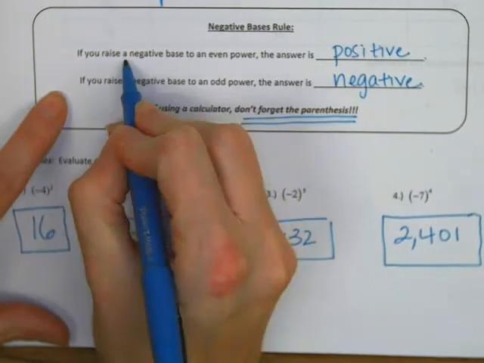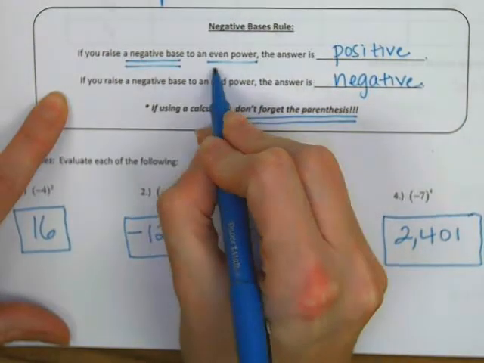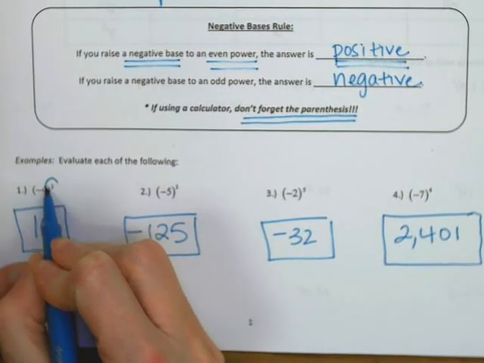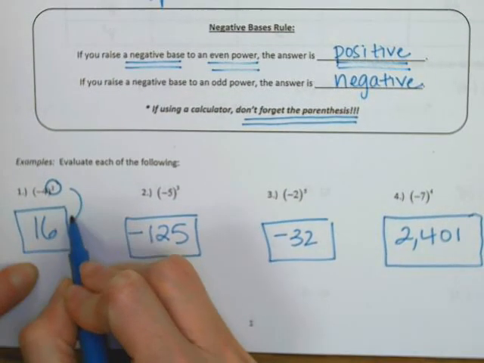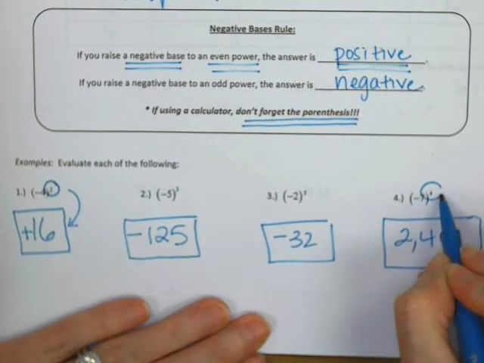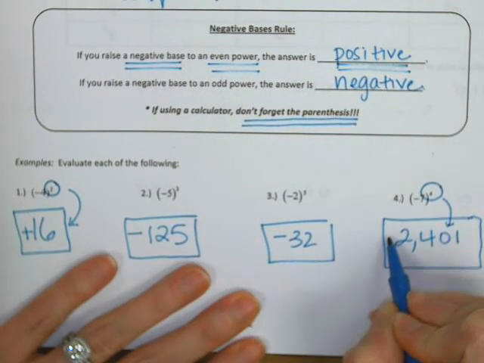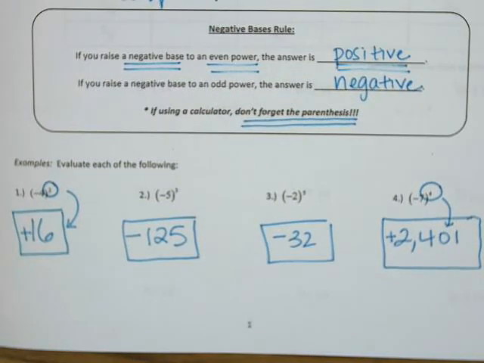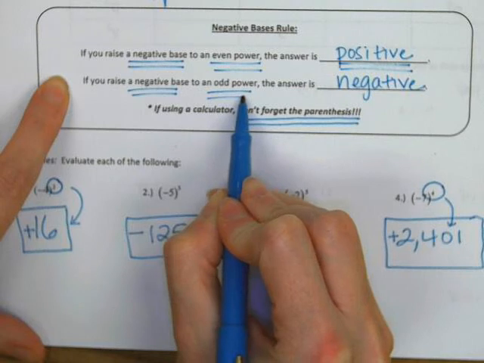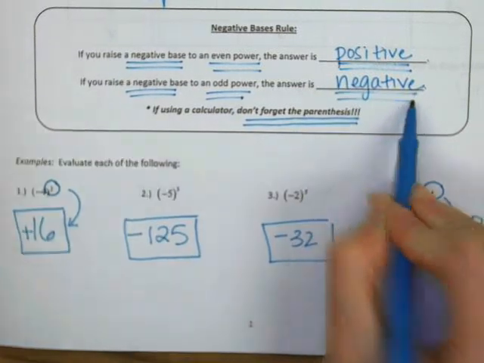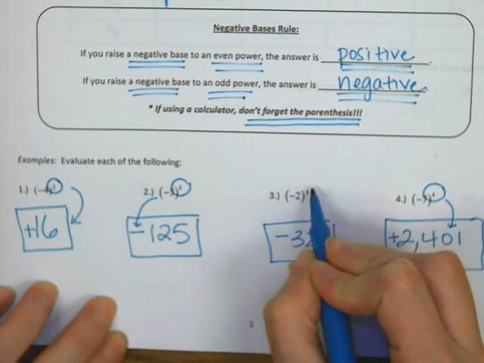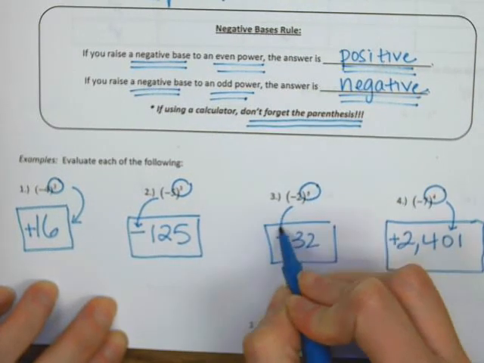Okay, so let's just check our rule here. If you have a negative base to an even power, the answer is positive. So look at this. When it was an even power, it's positive. But if you have a negative base to an odd power, the answer is negative. So when it's an odd power, notice that it's negative.